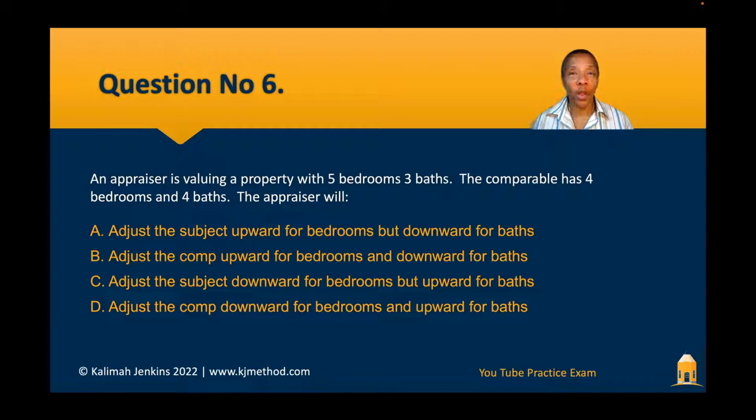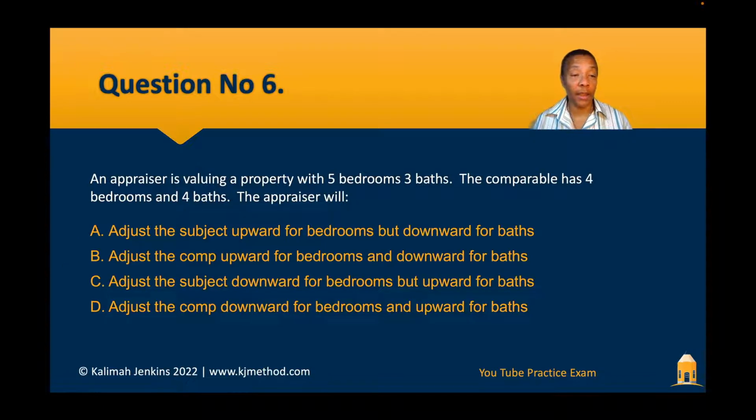And what is the rule? If the comp is better, you're going to subtract. If the comp is inferior, you're going to add. CBS, CIA. So let's look at it here. Comparable has 4 bedrooms. Subject has 5 bedrooms. So the comp is inferior, so I'm going to add to the comp.